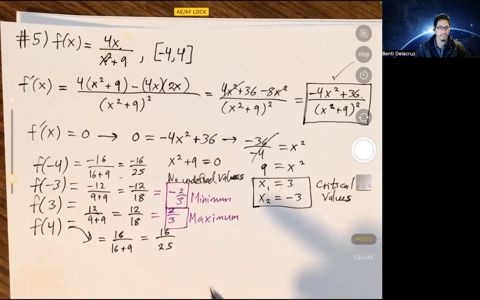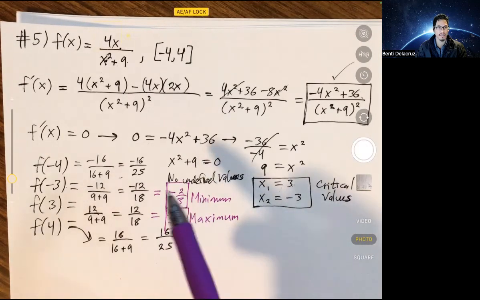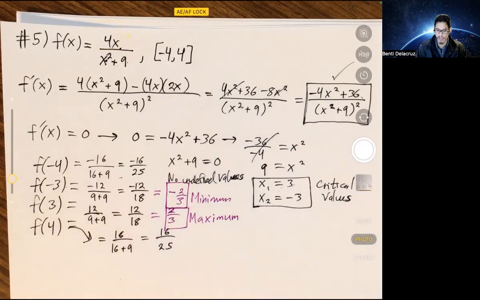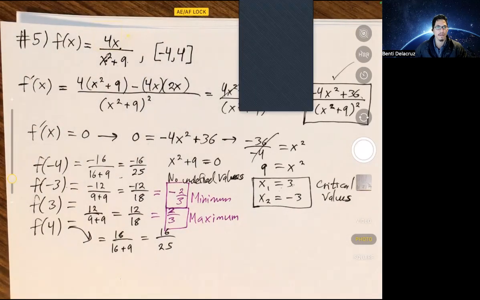And you know, you're good. It's all you have to do because you already found them, and it happens to be an even function. So that's why they happen to be opposites of each other. So that's all there is to it.